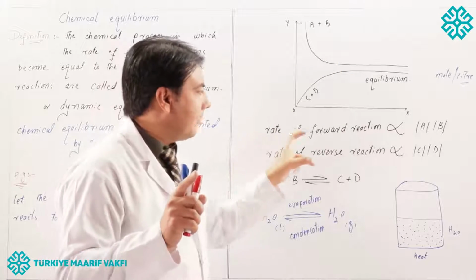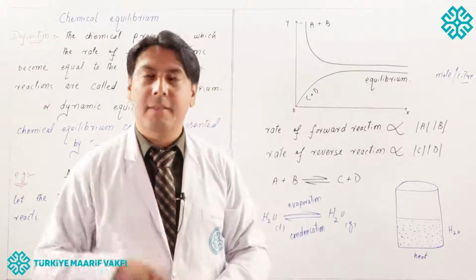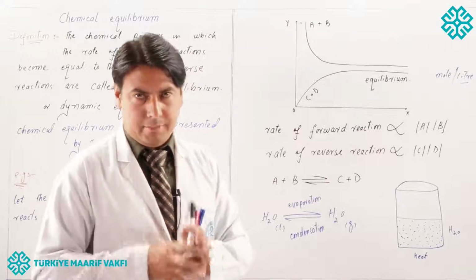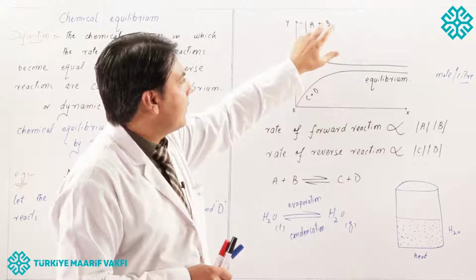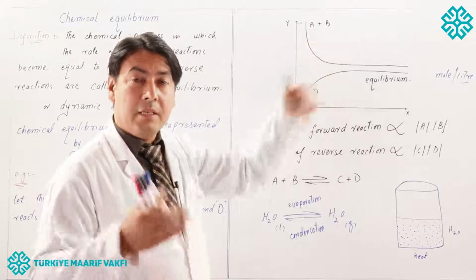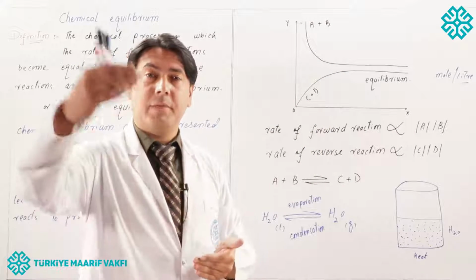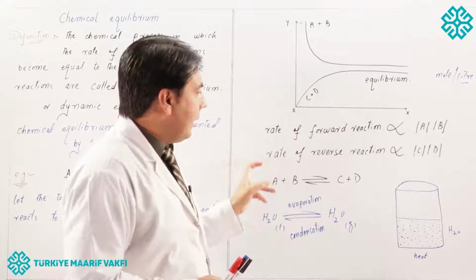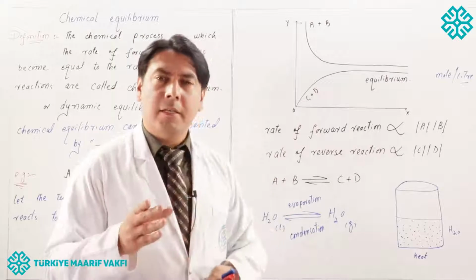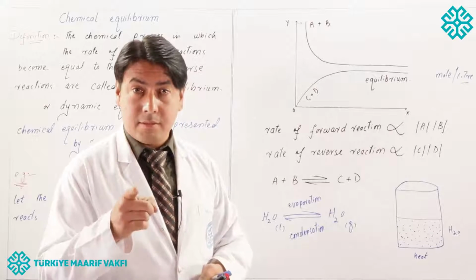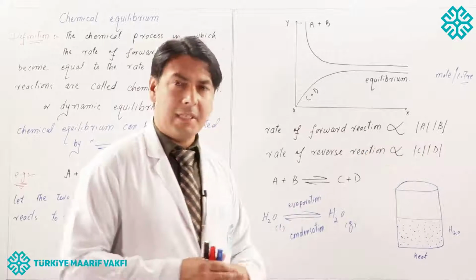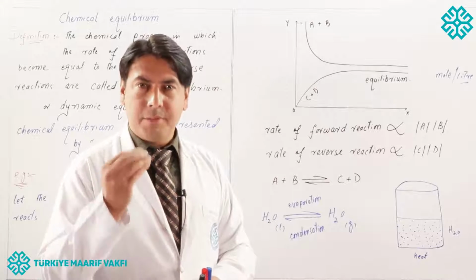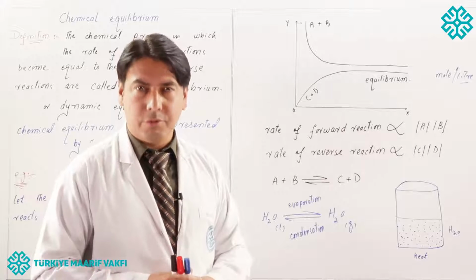For example, the rate of forward reaction is directly proportional to the product of the concentrations of reactants A and B. As the concentrations of reactants A and B are maximum, the rate of forward reaction will be maximum. The rate of forward reaction will be fast. And the rate of reverse reaction is directly proportional to the product of the concentrations of products C and D. What is concentration? Mole per liter. The amount of solute in a given amount of solution is called concentration.